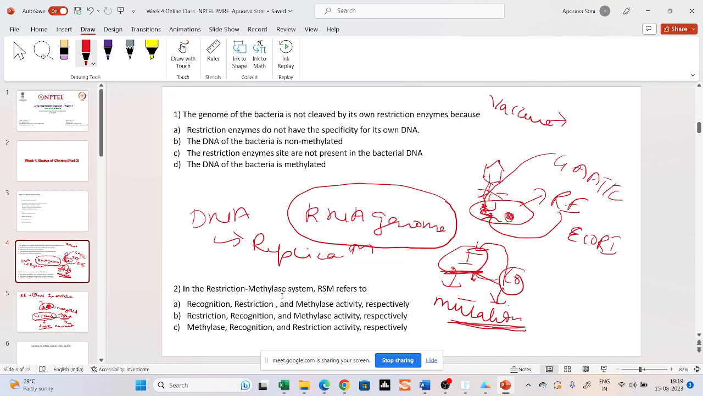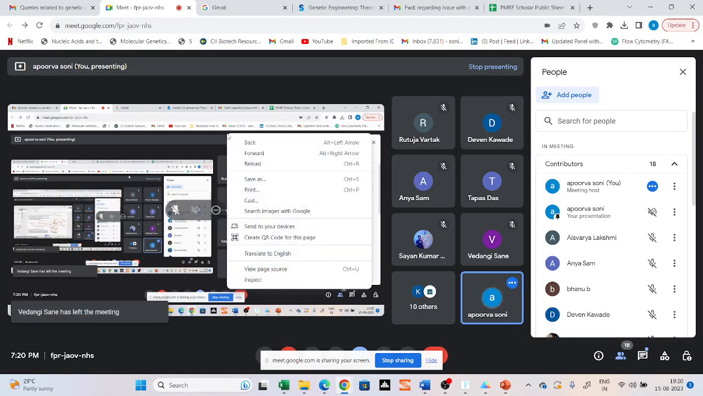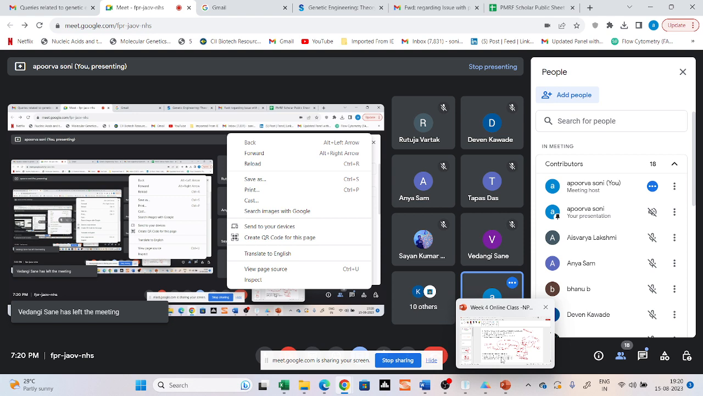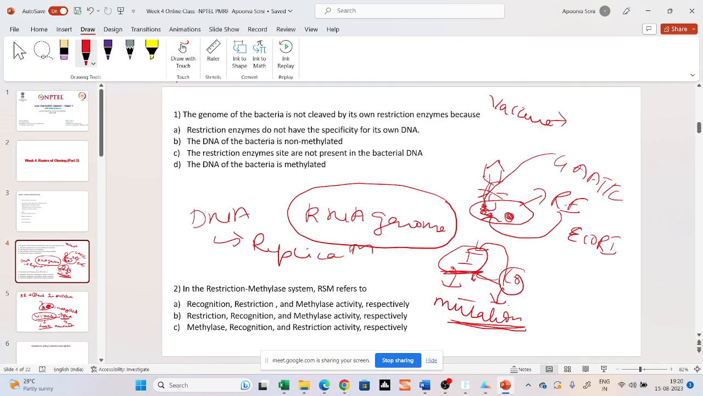In the restriction methylase system, what does RSM refer to? Ma'am, option A. No. The answer is option B. R stands for restriction, S stands for recognition, and M stands for methylation. So these are the three.